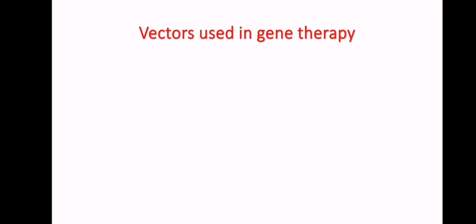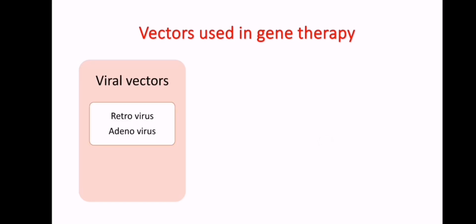What are the vectors used in gene therapy? Viral vectors, non-viral vectors, and physical vectors are there. So coming to the viral vectors: retrovirus, adenovirus, adeno-associated virus, and herpes simplex virus. These are considered to be two categories. We will discuss it later.